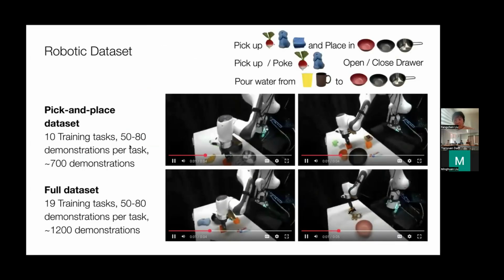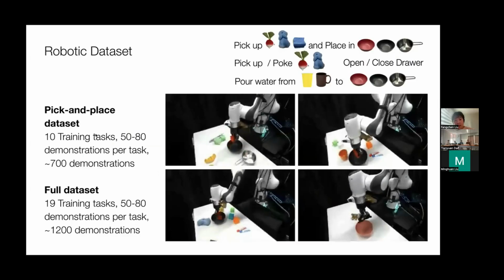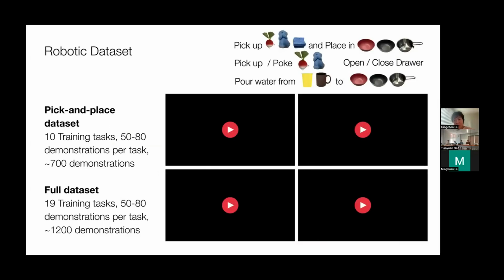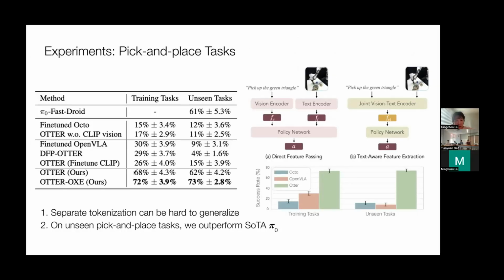The task we have is a pick-place dataset, basically picking different objects and placing them in different containers, and there's some pick up, poke, open close drawer, and pour water from different objects to different containers. We have both the pick-place partition and also the full dataset, which contains some drawer, pour water, poke, this type of actions.